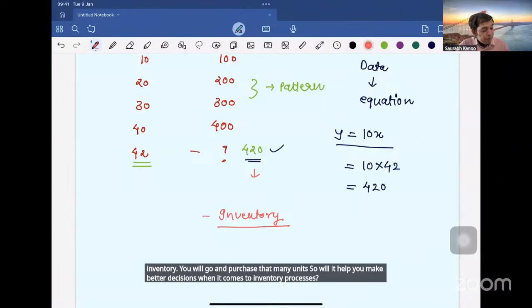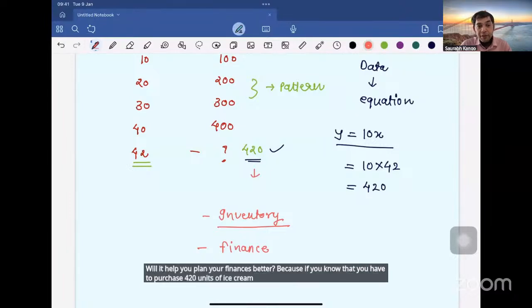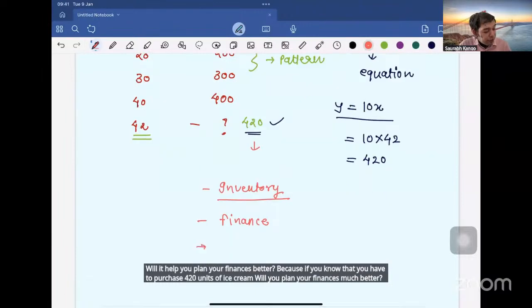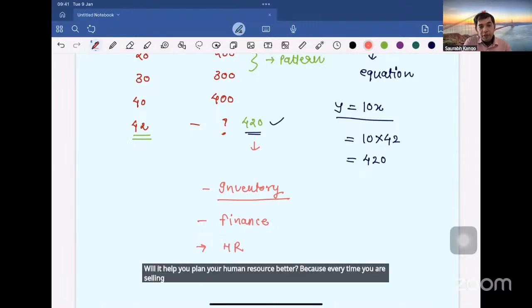Will it help you plan your finances better? Because if you know that you have to purchase 420 units of ice creams, will you plan your finances much better? Will it help you plan your human resource better? Because every time you are selling the ice cream, you need a certain amount of people in the store. So will you be able to plan how many people will be required on that particular day?